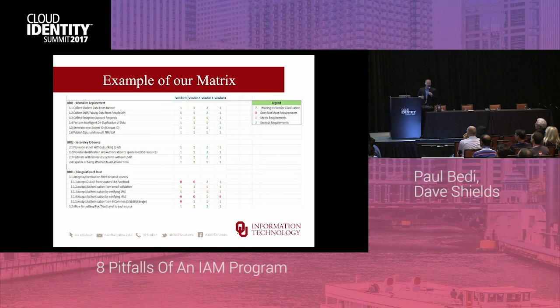So here's an example of the matrix that we used. The names have been changed to protect the innocent. But basically what we did is we put a business requirement here on the top. That's, for instance, our normalized replacement. And here were sort of those subgenres.